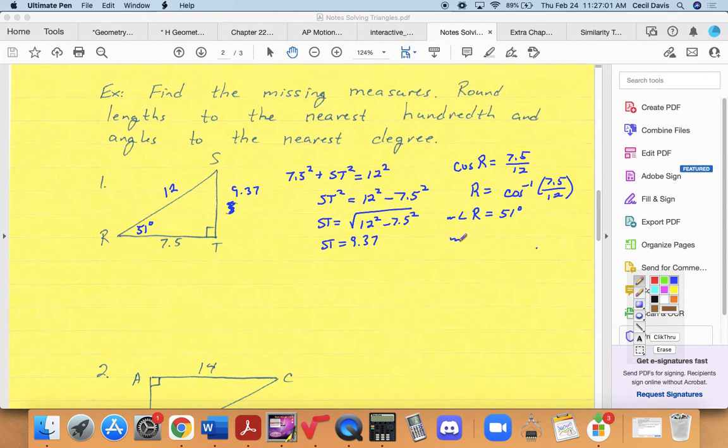So this is about 90 minus, sorry, that's S. 90 minus 51 would be what, 39 degrees? Yes.